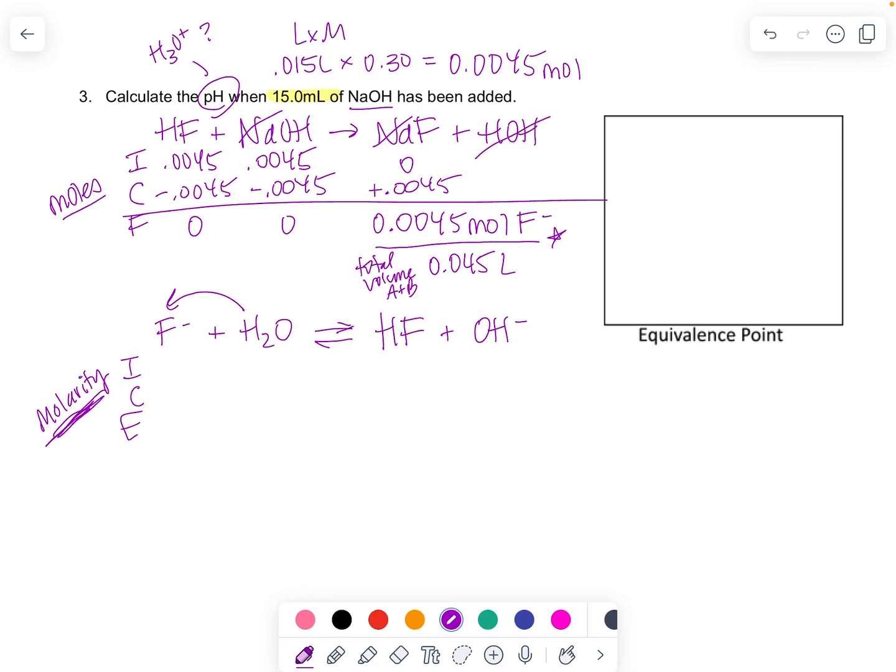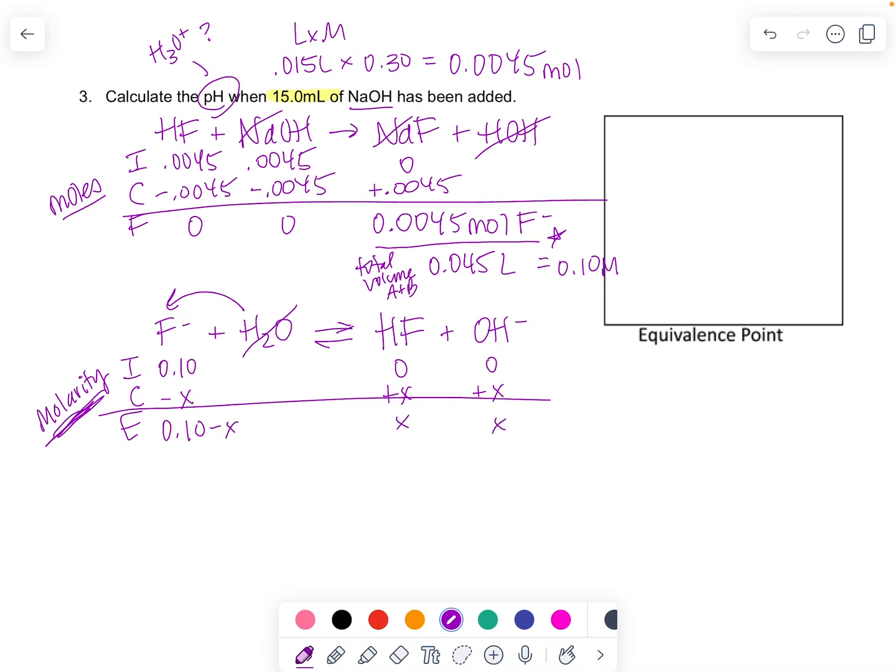And I get 0.10 molar. My water I will not include. And then from that, I have no HF and no OH minus at the beginning. I will lose some amount of my fluorine, gain some amount of these. And then my equilibrium concentration is 0.10 minus X, X, X.